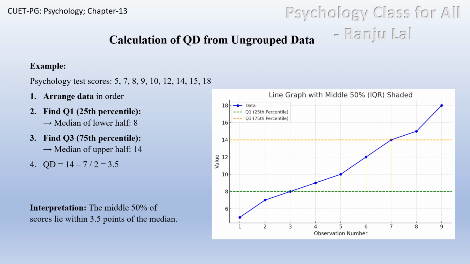It is displayed over here with a line graph with the middle 50% IQR shaded. Here in this line graph of the data, the middle 50% IQR value is shaded in yellow. The Q1, that is the 25th percentile, that is 8, is shown as a green dashed line, and Q3, that is the 75th percentile, that is 14, is shown as an orange dashed line. This helps in highlighting the range of values contributing to the quartile deviation.